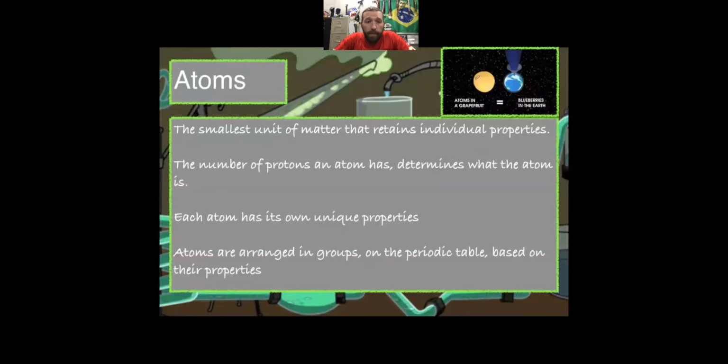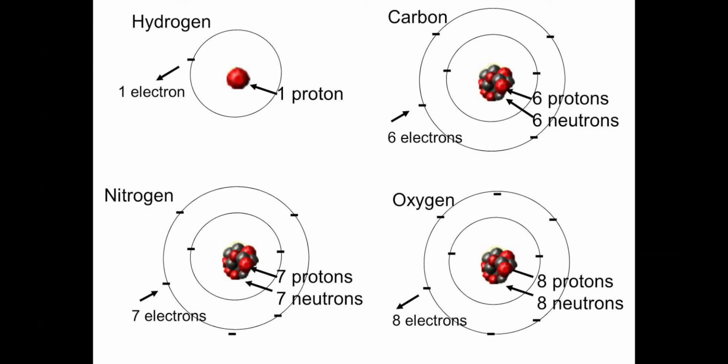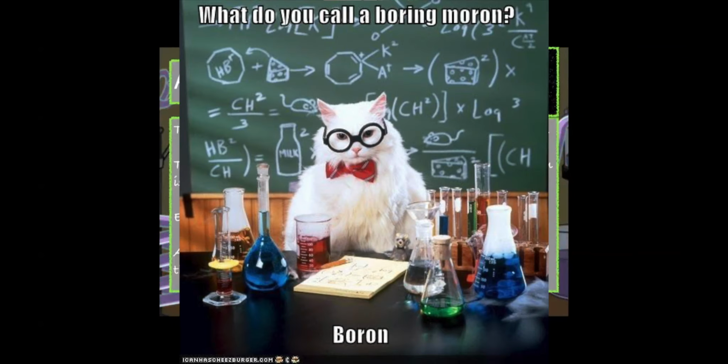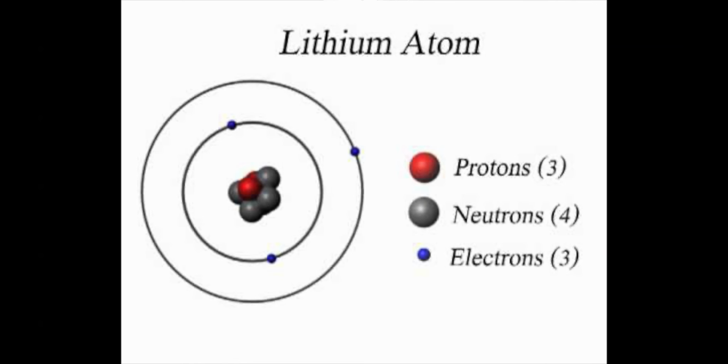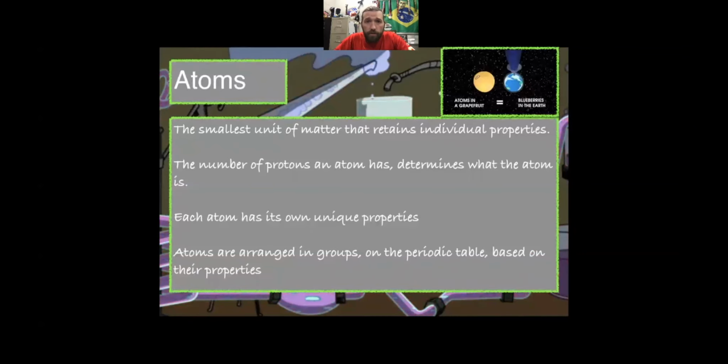Anyways, each atom has its own unique properties. So if you look at the periodic table of elements, which we'll see here in a few minutes, every single atom, every single element, has different properties. So if I have one proton, I'm hydrogen. If I have two protons, I'm helium. If I have three, I think I'm boron, something like that. Anyways, lithium. So each different atom has different properties, and we'll get into those at another time.